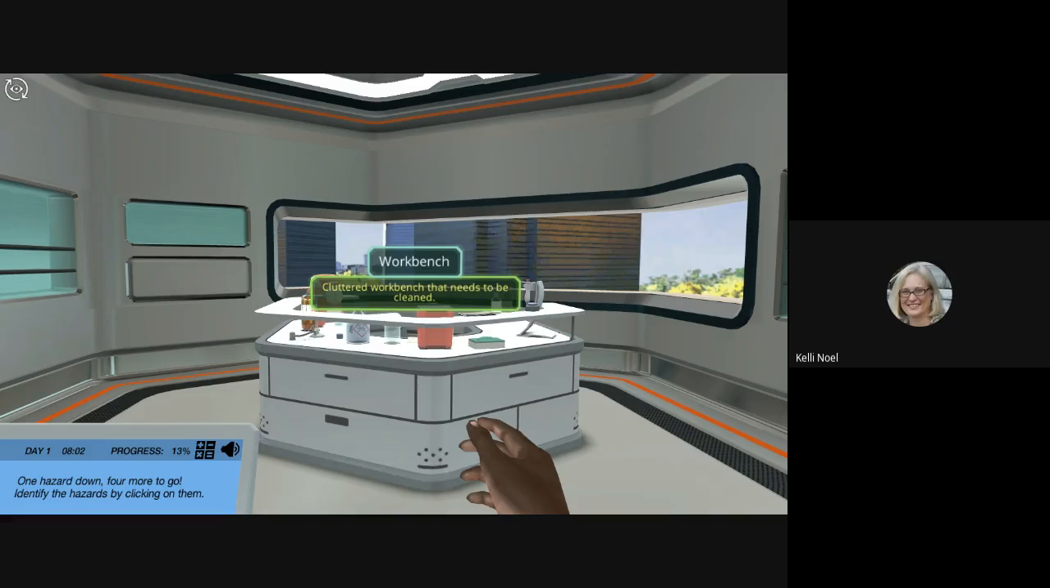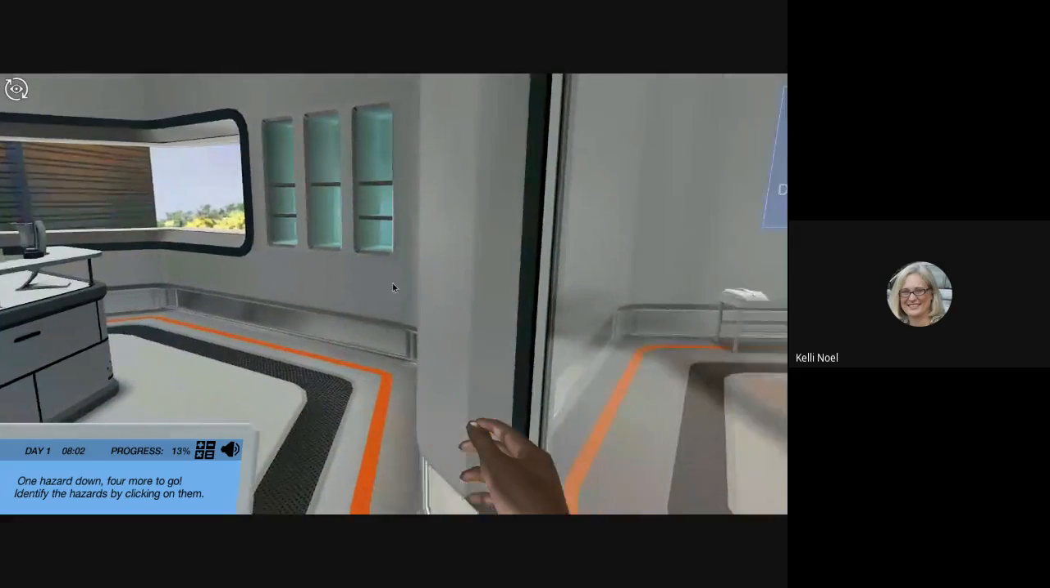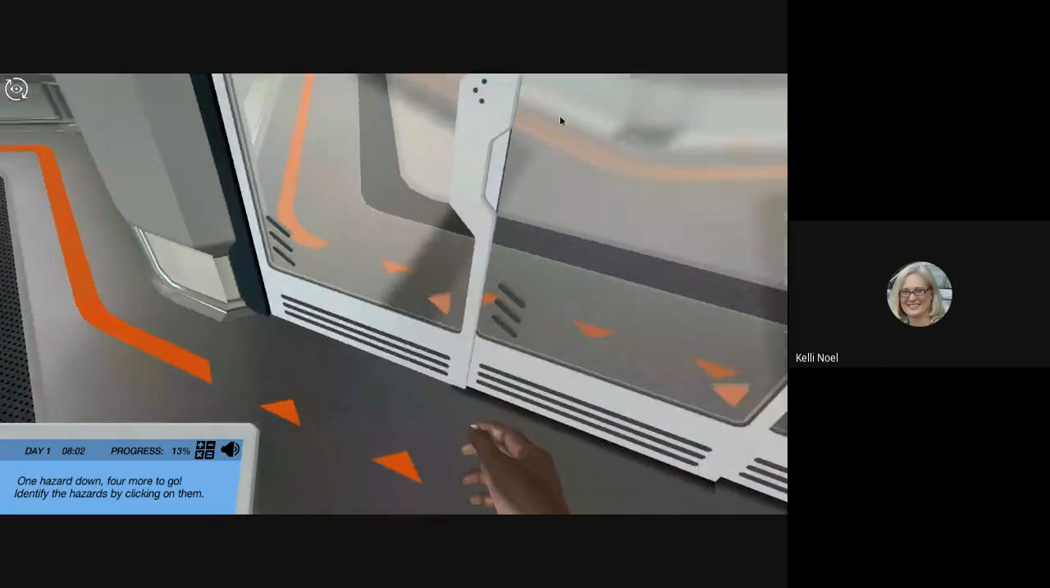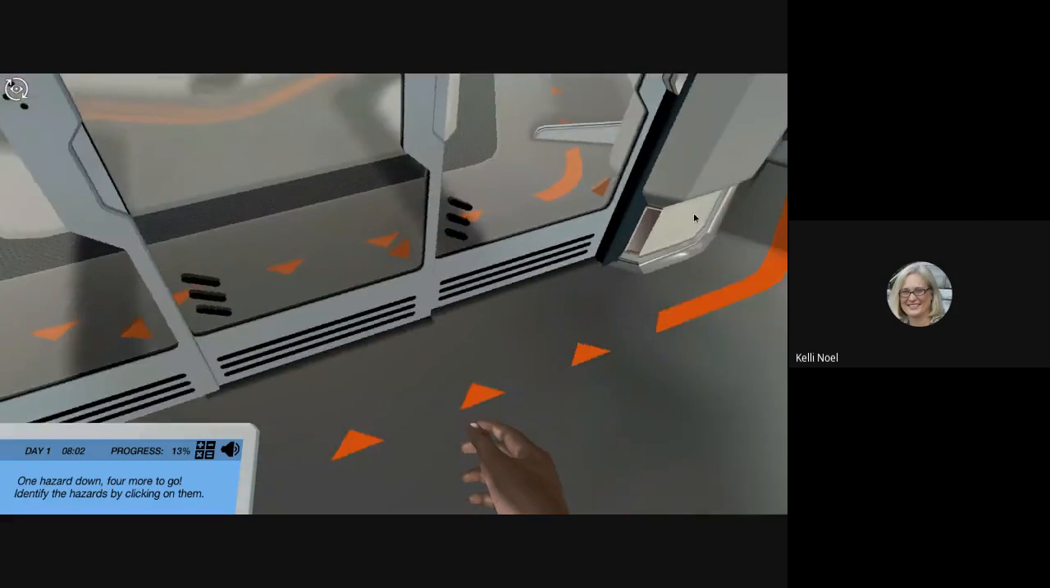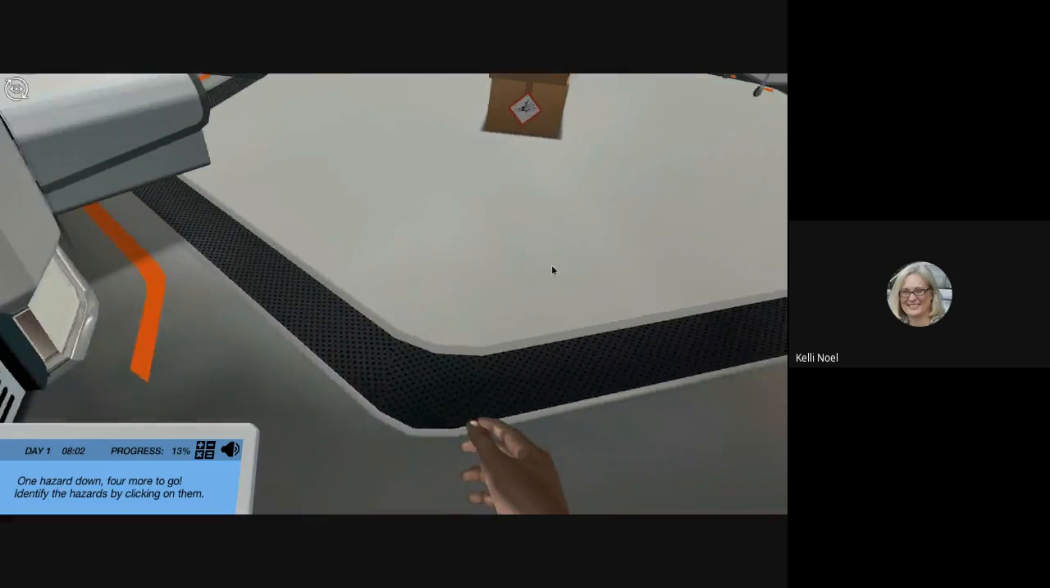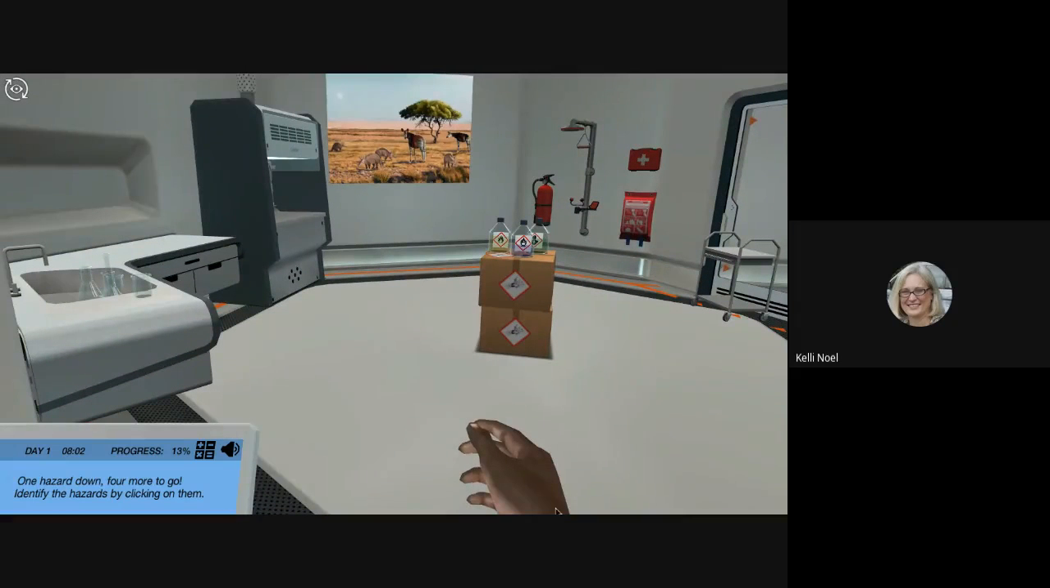Identify the hazards by clicking on them. So there's the hazardous material there. So things were left out. So we're going to keep looking. Just keep twirling around. And then we're going to click right here.